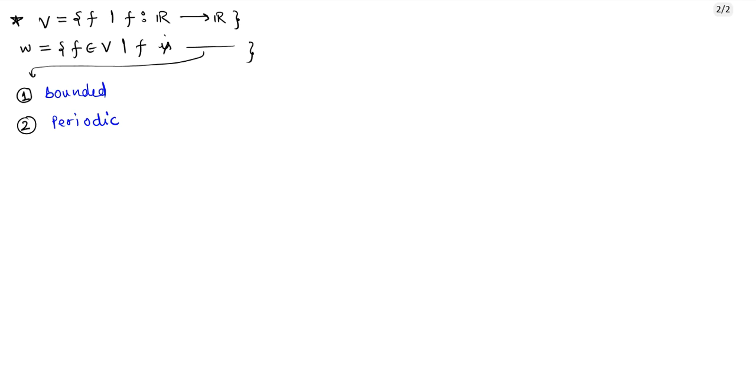And the collection of all monotonic functions: multiply by any constant, it is still monotonic. If you add two monotonic functions, the resultant is also monotonic. Next, the collection of all continuous functions. This is a subspace.